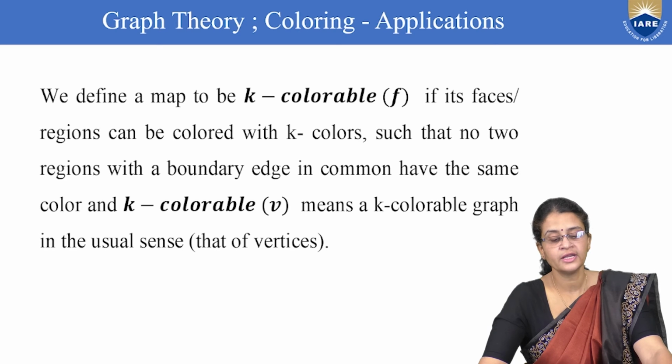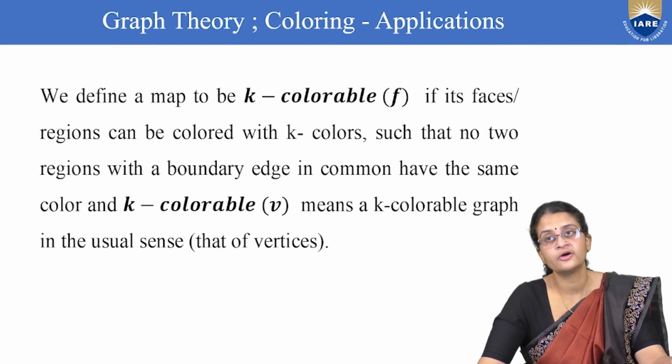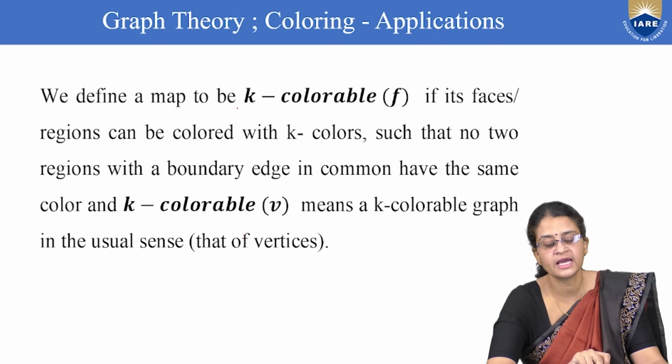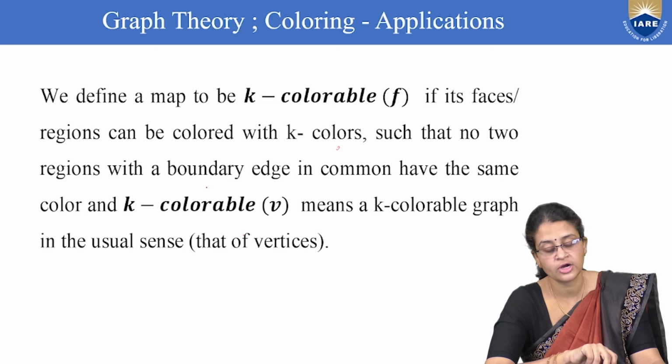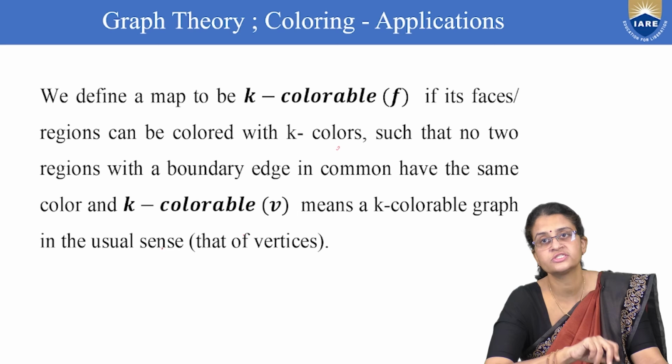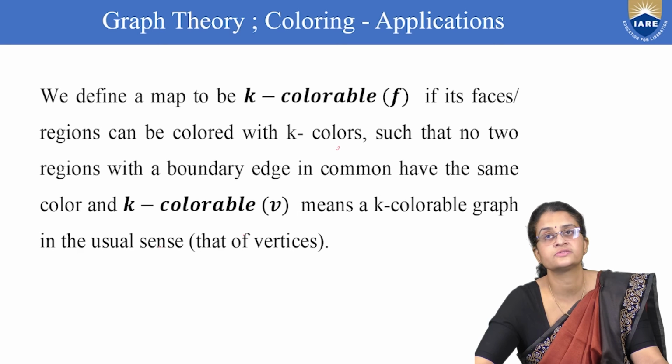Now we are going to define k colorable F and k colorable V. We define k colorable F if its faces or regions can be colored with k colors, such that no two regions with a common boundary have the same color. And k colorable V means k colorable of a graph in the usual sense, that is, vertex coloring of vertices.